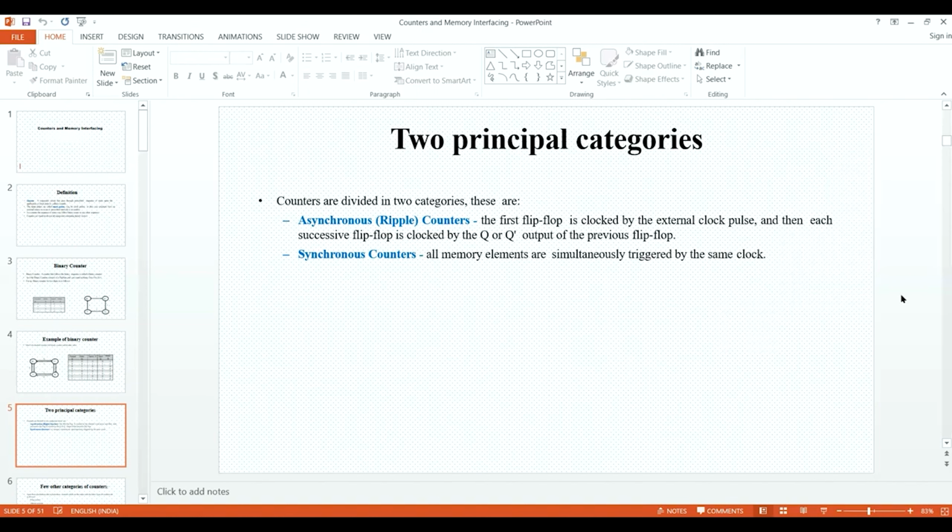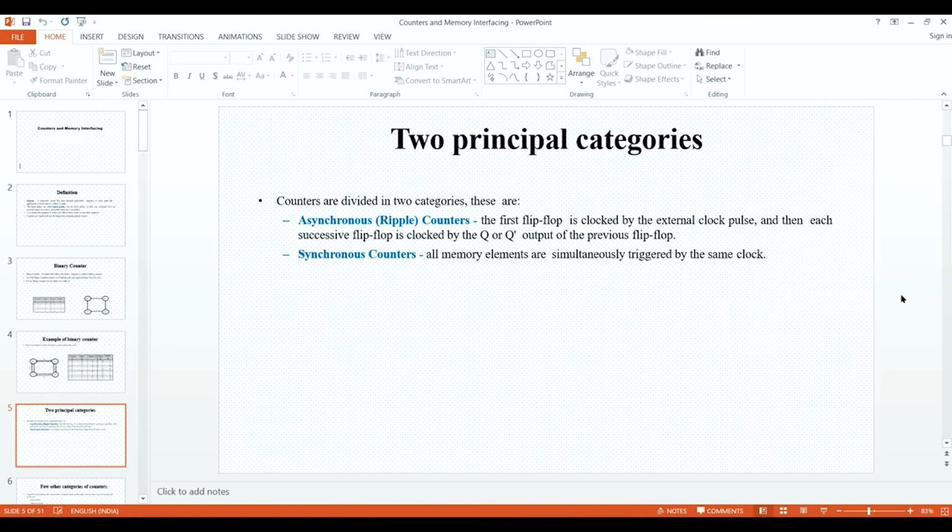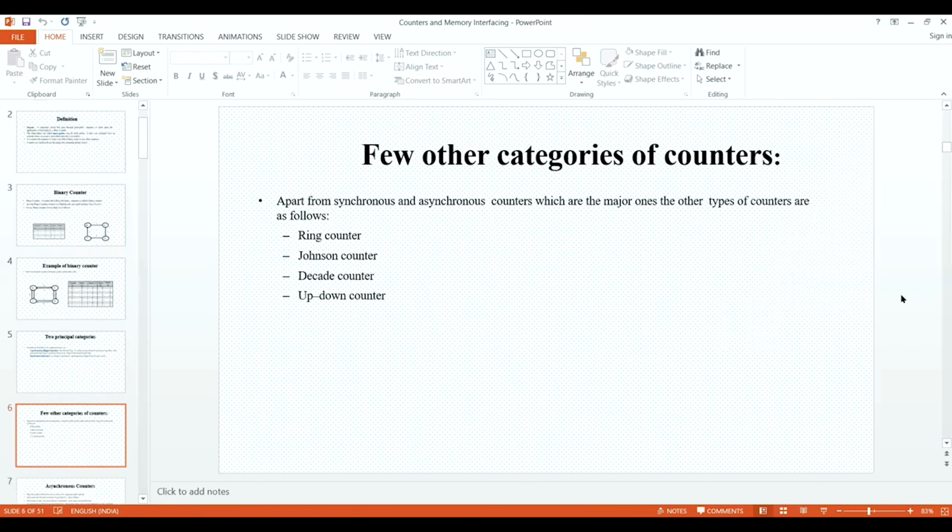When we talk about asynchronous ripple counters, the same clock pulse is not given. The first flip-flop is clocked by an external clock pulse, and each successive flip-flop will be clocked by the output of the previous flip-flop. Assume I'm having 2 flip-flops and I'm dealing with asynchronous counters. So the output of the first flip-flop would act as a clock for the second flip-flop and so on. Whereas in a synchronous counter, the same clock would be given to every flip-flop, irrespective of the number of flip-flops.